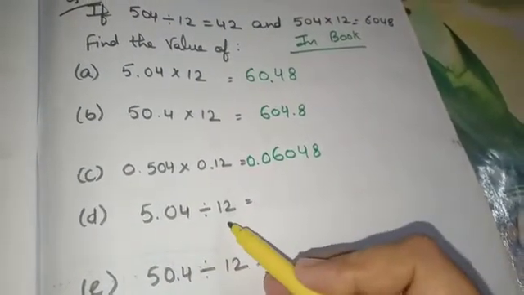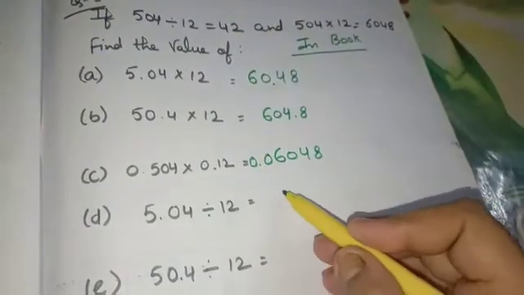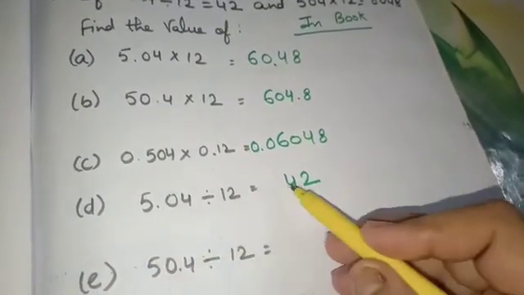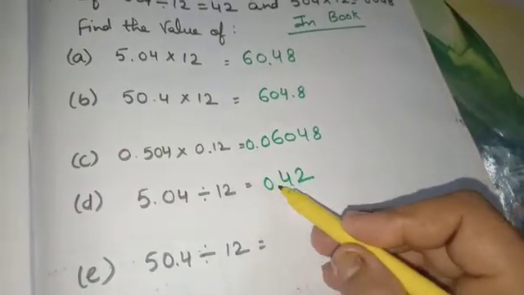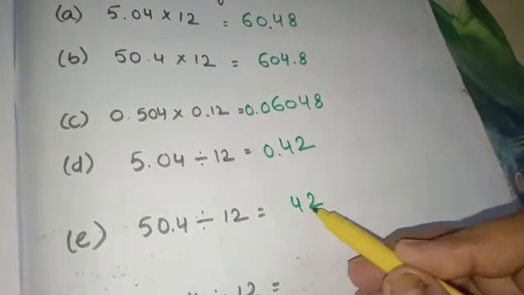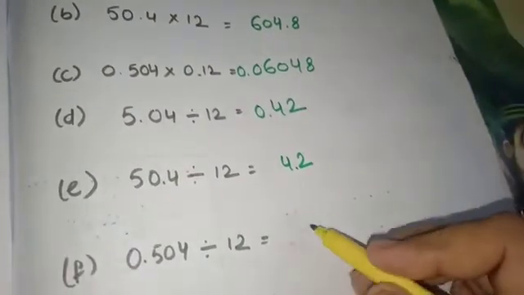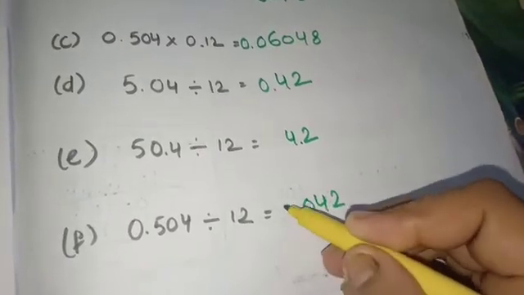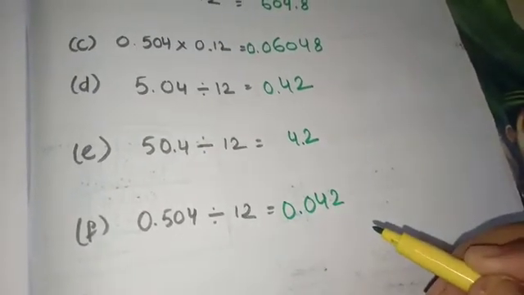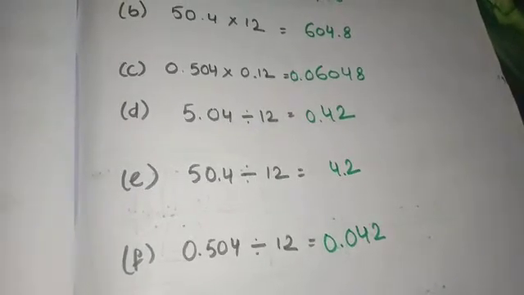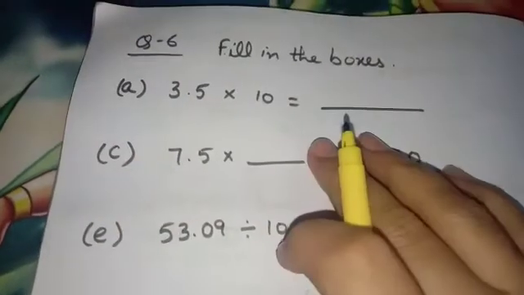Now division. The result of division is 42. Here how many digits are after the decimal? 2. So we will mark the point here. Here also in 42 the point will come at this place, and this 42 here will become 0.042. Okay, this completes our question number 5. Come to question number 6.